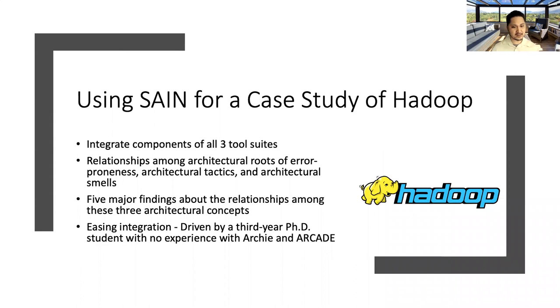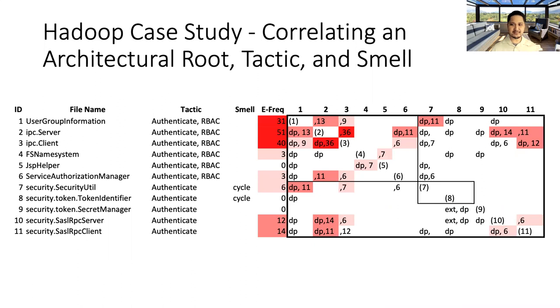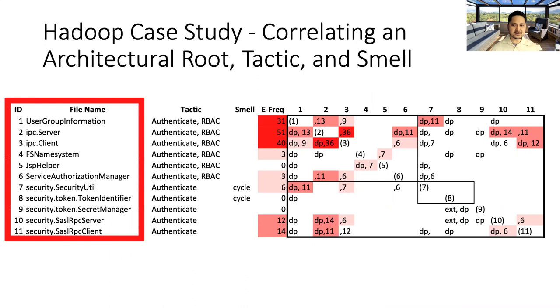Let's take a deeper dive into one example result of this case study. In this example, you can see how it is easy to combine info and analyses from multiple tools using SAIN. We'll focus on one architectural root of error proneness. This root, obtained from one tool, Titan, is led by user group information on the first row, while the remaining rows are the files dependent on user group information.